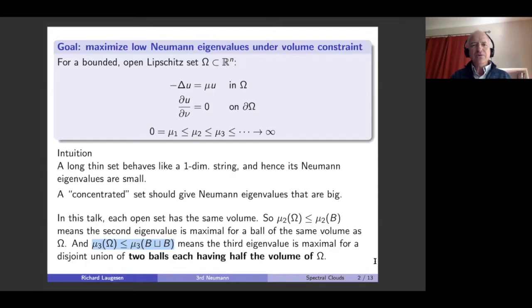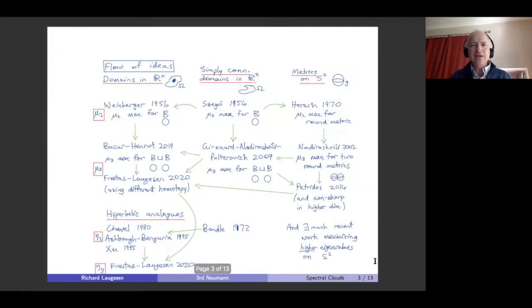Okay, so that's what we're looking for, maximizing second and third Neumann eigenvalues under a volume constraint. So some of the history here, and I apologize if anybody feels they're being treated unfairly, but I felt the diagram was already complicated enough. So I tried to summarize what's happening in these three situations.